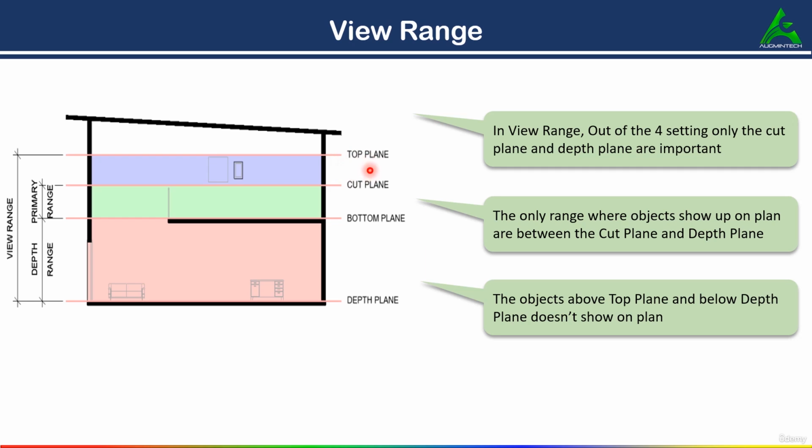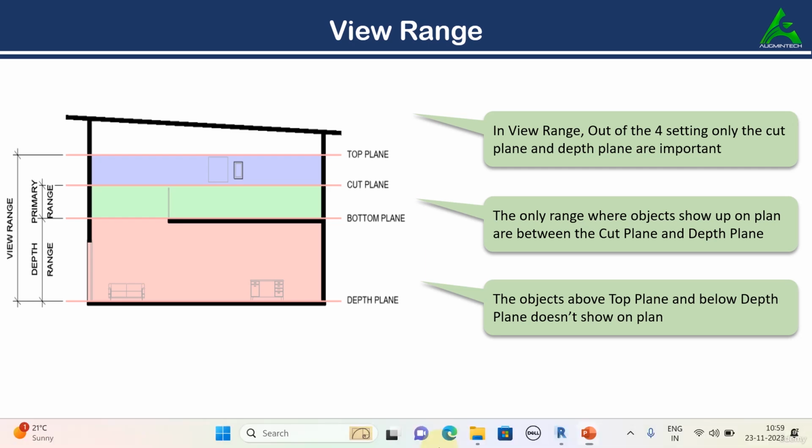So below that top plane only, if you have placed any object, that will be visible in your drawing. And one more thing is written: the object above the top plane and below the depth plane does not show on plan. Okay, so remember this point. Now I will take an example. I will show the example by using the software.